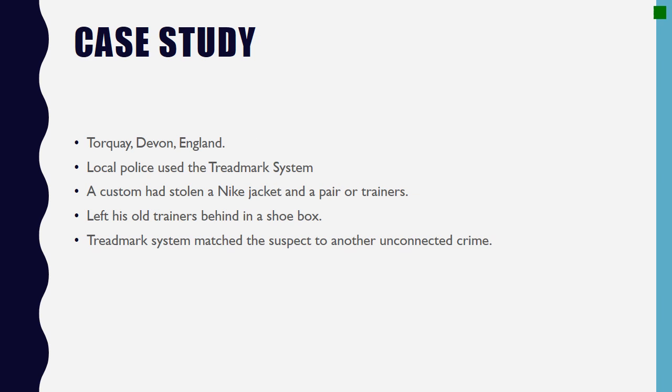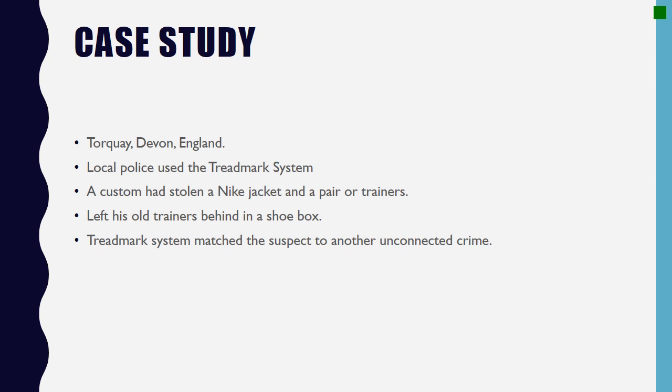Okay then, so now we're going to move on to the case study. In this case study we go to Torquay in Devon. The police in a town in Torquay in southwest England were convinced of the value of shoeprint databases when they gave the trademark system a trial run in 2001. In one case, a customer had slipped into a stockroom of a Torquay sports store and stole a Nike jacket and escaped through a first floor window.